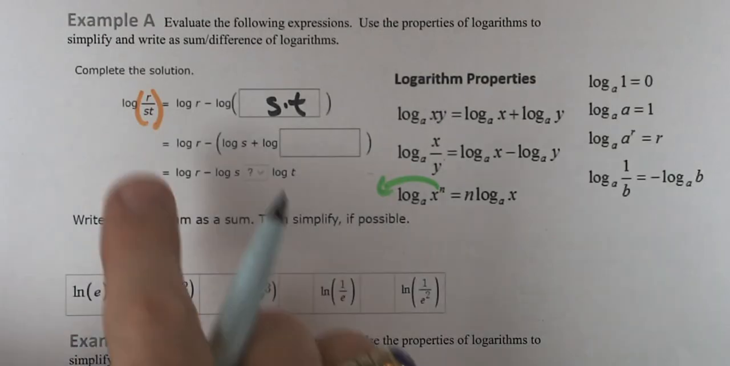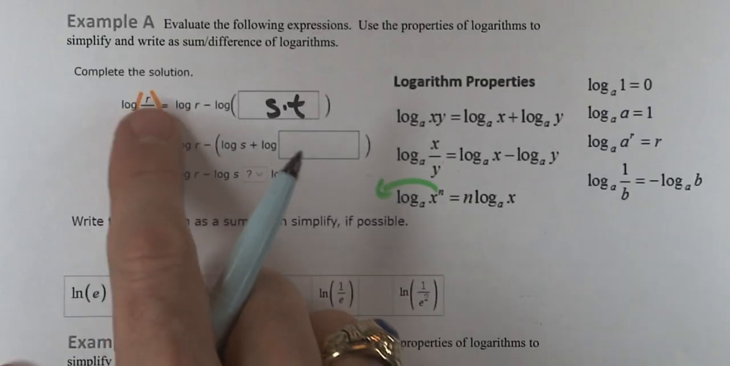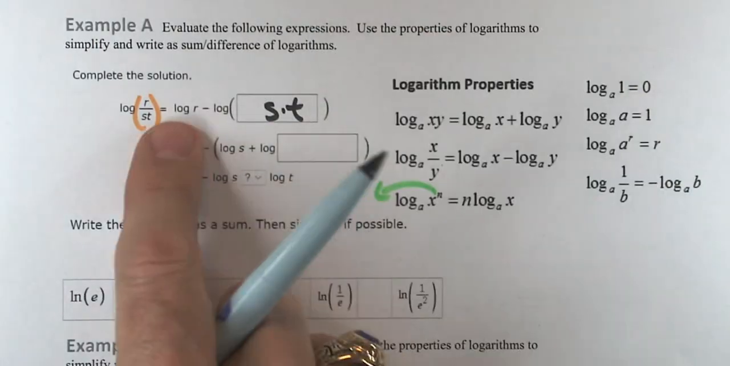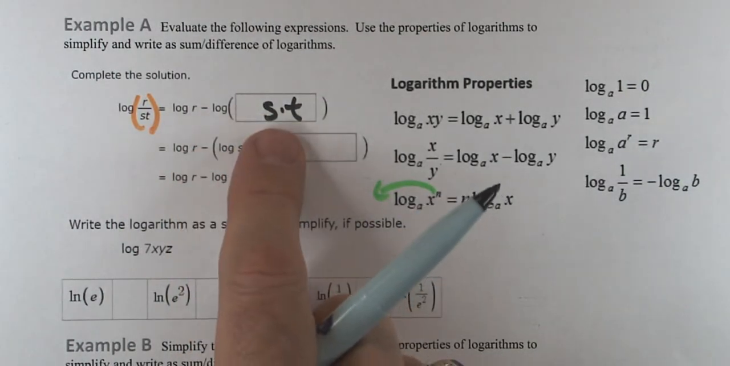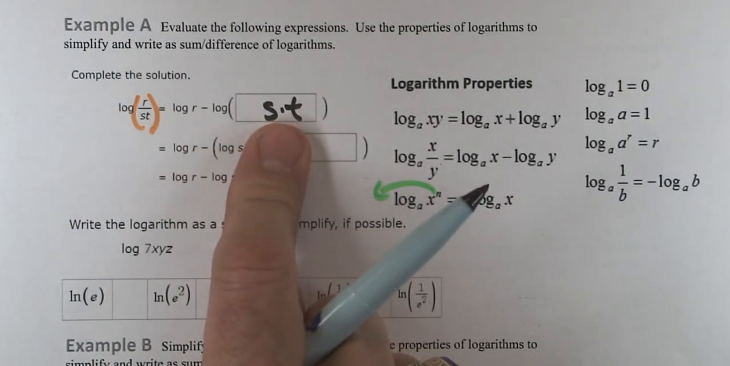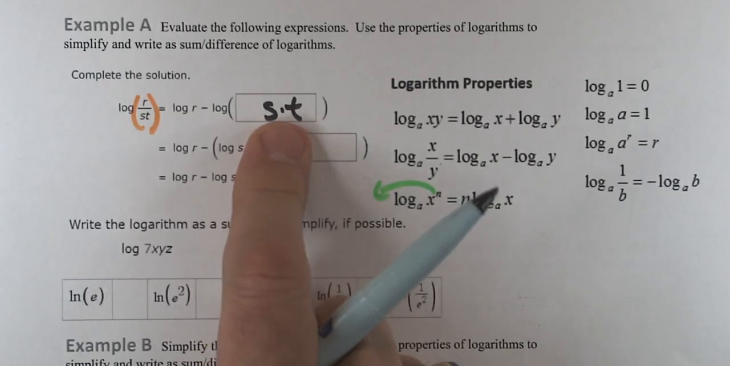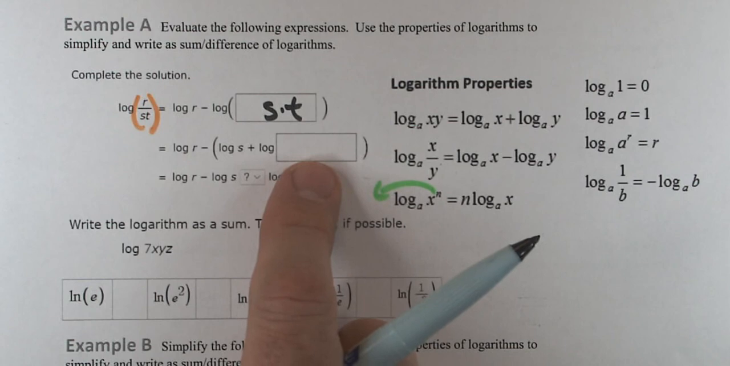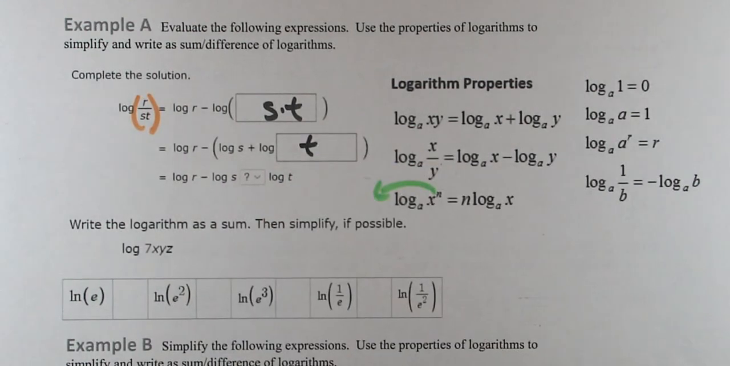How come I didn't use the product rule? Well, because you've got to break it up into numerator and denominator separately before we start working with the product rule. Here we can work with the product rule. So this is going to be the log of s plus the log of what? T. And that's it.